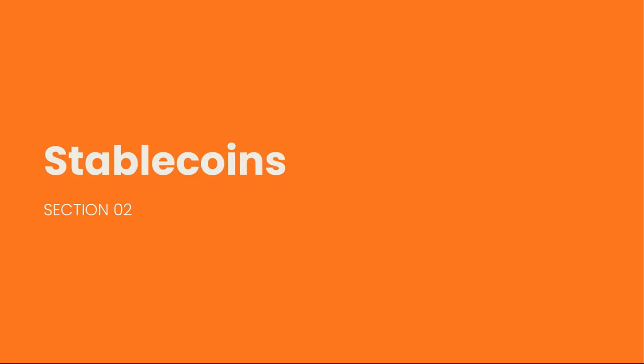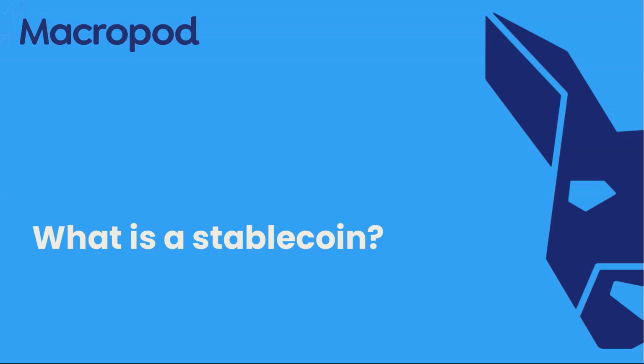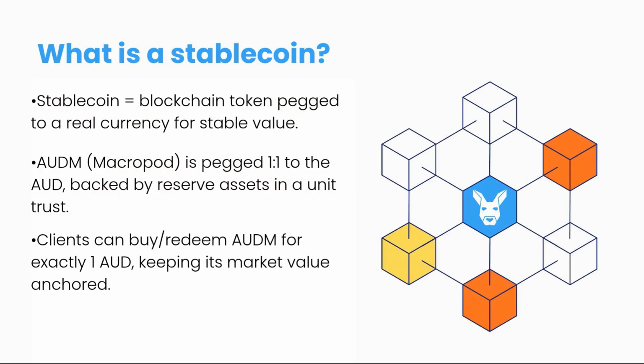Now section 2, stablecoins. Okay, so now you understand blockchain, but what's a stablecoin? A stablecoin is a type of blockchain token that is pegged to a real-world currency and is designed to maintain a stable value. AUDM, Macropod's stablecoin, is designed to maintain its peg with the Australian dollar because its value is supported by reserve assets that are at least equal in value to the number of AUDM on issue.